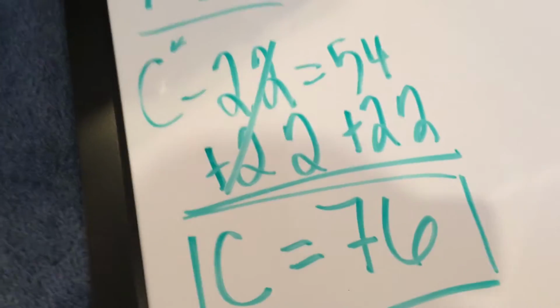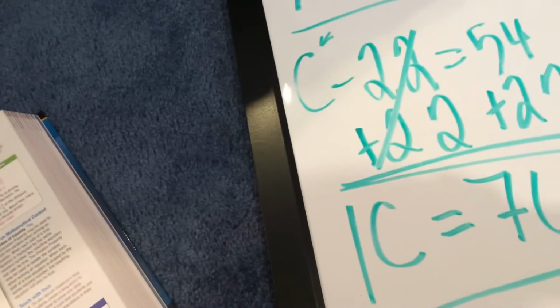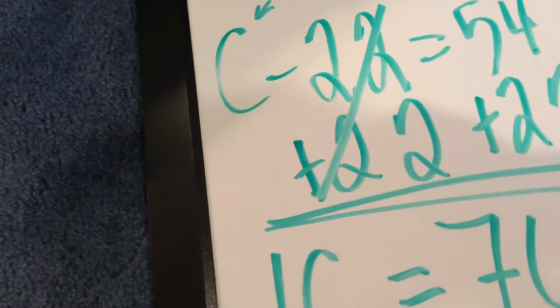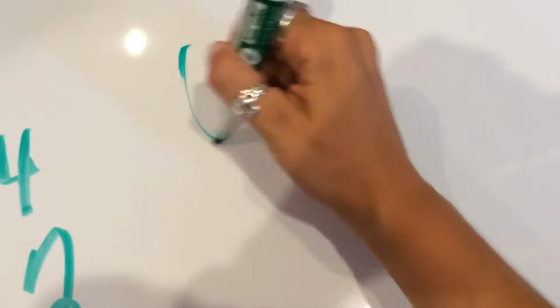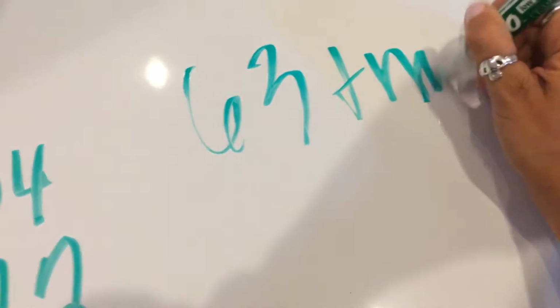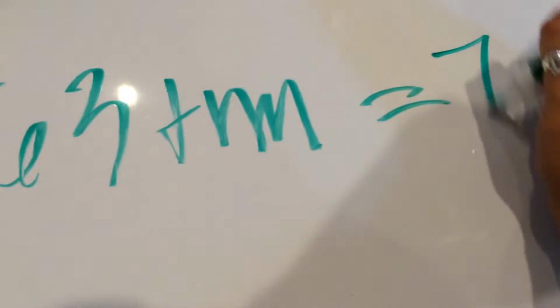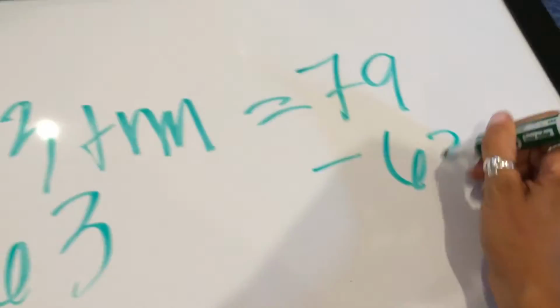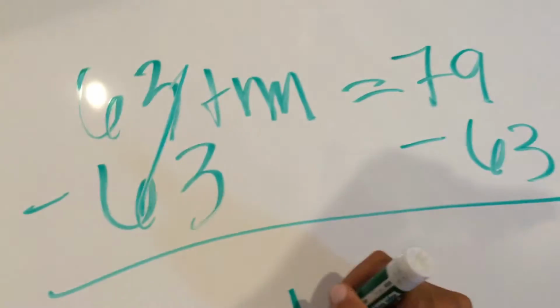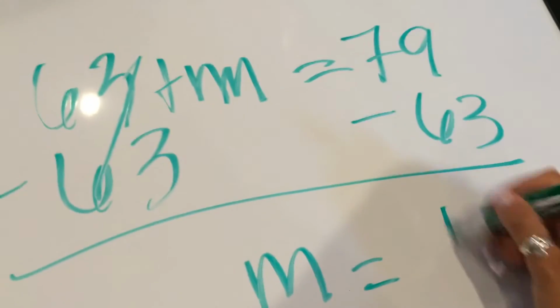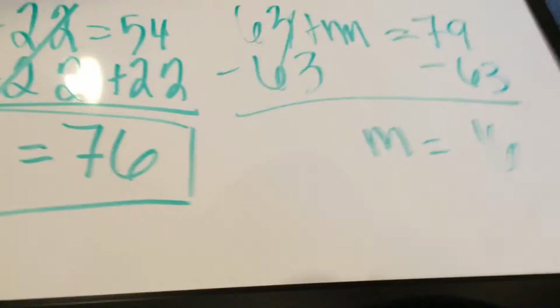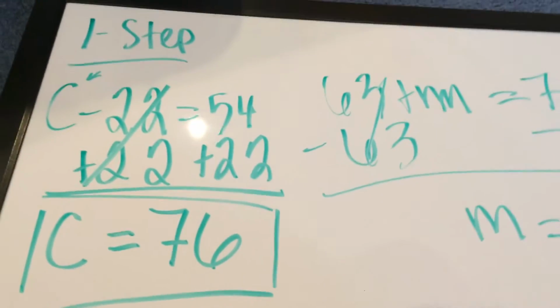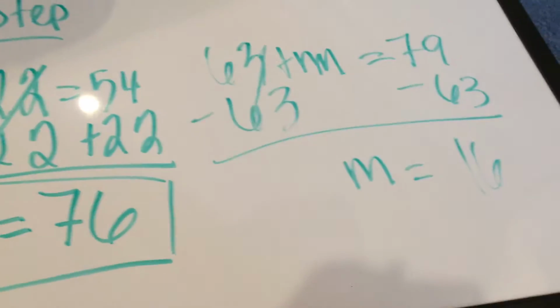And that's the same if we are going to do the opposite, subtraction. So here we're going to have 63 plus M is equal to, that's a weird M, just go with it. It's equal to 79. Subtract 63 on both sides. M is equal to 16. So remember, whatever your operation is, you are doing the exact opposite.